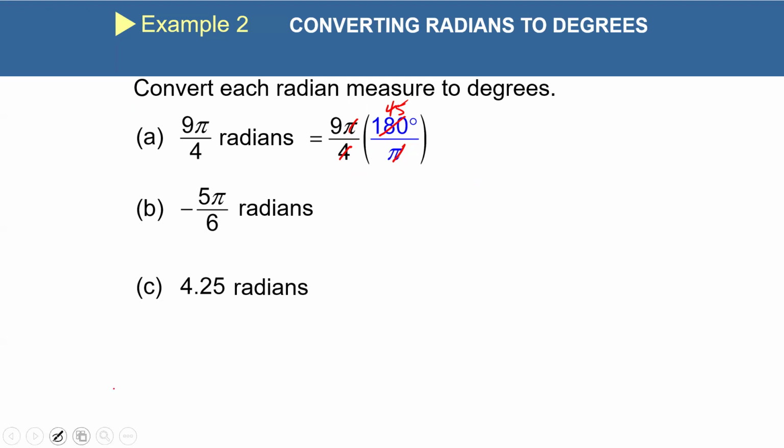We cancel out the pi because it's in the numerator and the denominator. We reduced 4 and 180 by dividing them both by 4. 4 divided by 4 is 1. 180 divided by 4 is 45. So now all we're left to multiply is 45 times 9. And that gives me what? 9 times 4 is 36. 36 plus 4 is 40. So we're going to be left with 405 degrees.